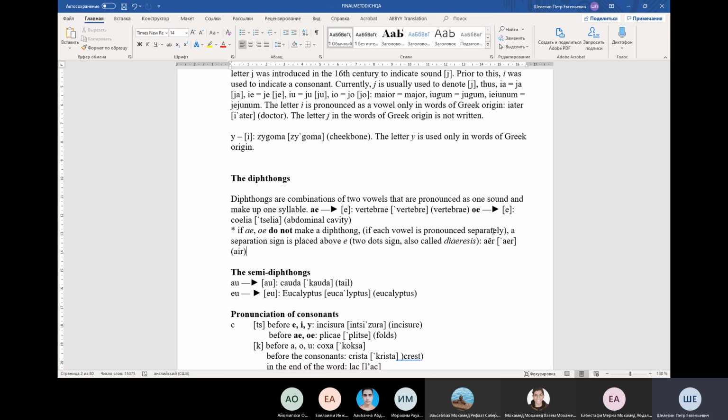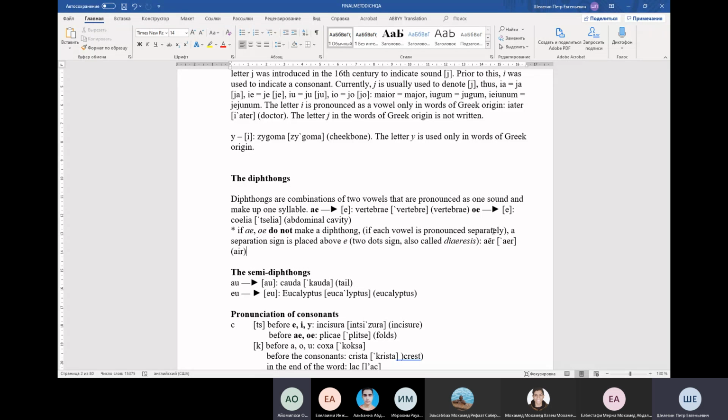Also, there are two semi-diphthongs. Being a semi-diphthong means that although the two vowels are placed directly next to each other, they are read separately. Like au is read as a-u, and eu is read as e-u. So the tail will be cauda. Cauda. Correct. And the eucalyptus in English will in Latin be read as eucalyptus.